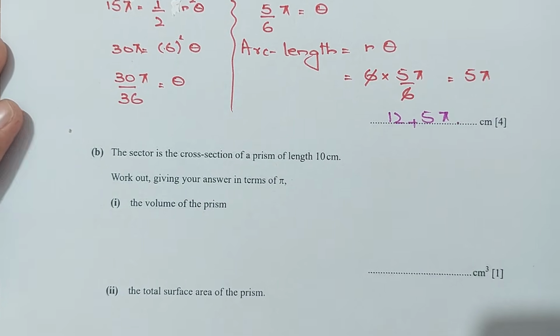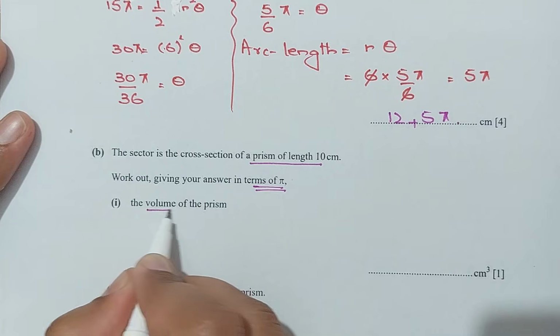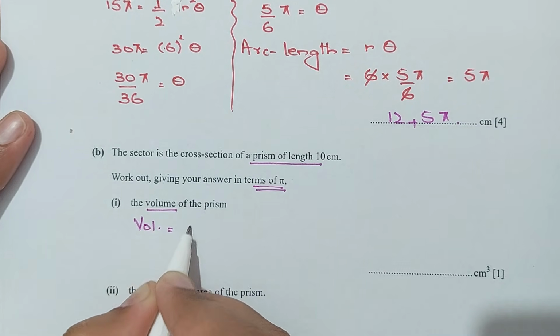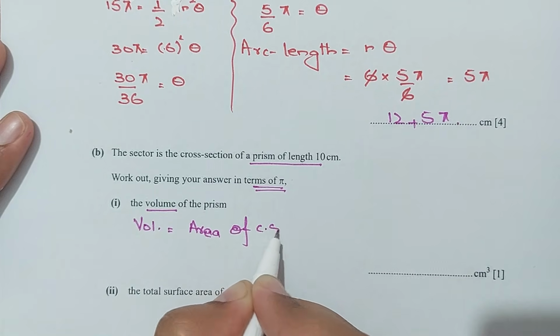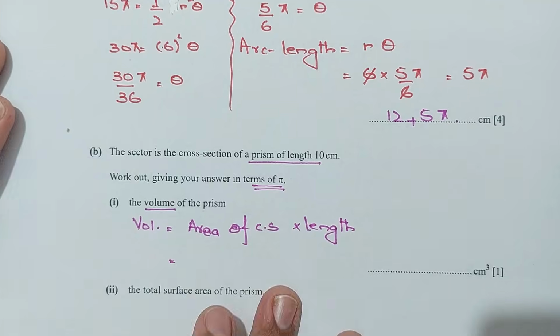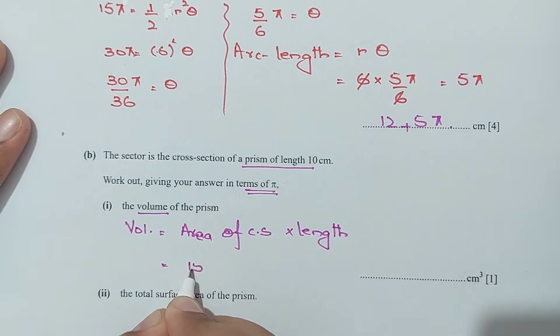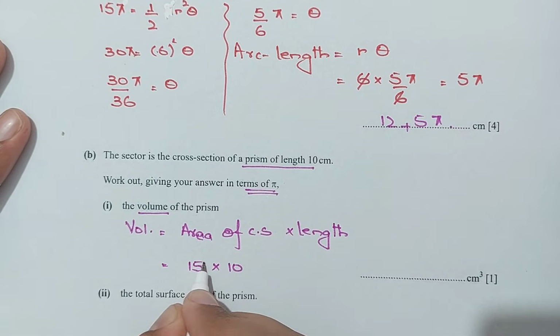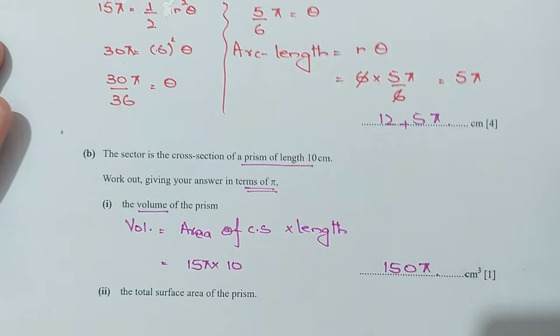Part B, a sector is a cross-section of a prism of length 10 centimeter. Work out, giving your answer in terms of pi, number 1, the volume of a prism. Keep in mind the volume of a prism is always equals to area of cross-section multiplied by the length. What is the area of cross section? This is a cross section. So this is a sector. Its area is 15 pi. Multiply by the length, which is 10. 15 times 10 is 150 pi cubic centimeter.